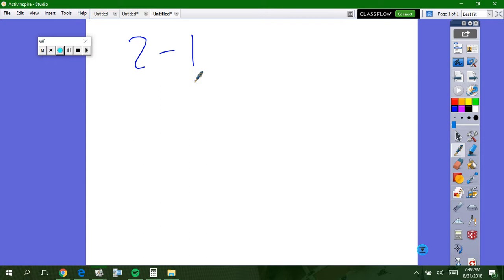2-1, okay? On 2-1, we're just talking about plotting points, and then dictating a graph via plotting points, okay?